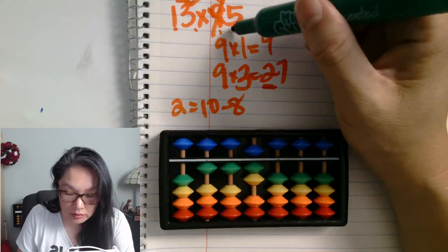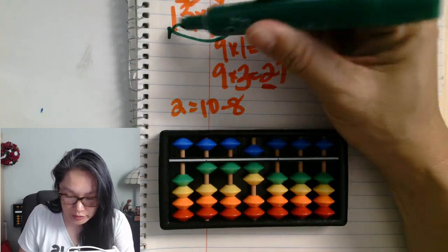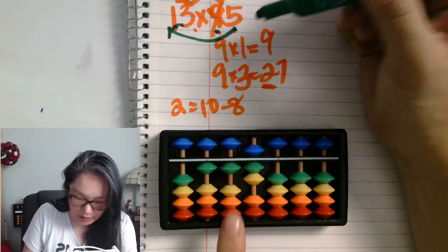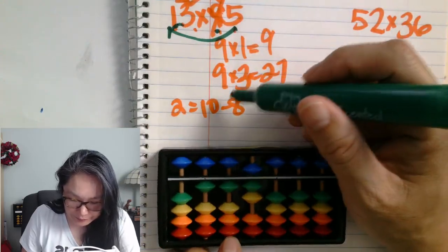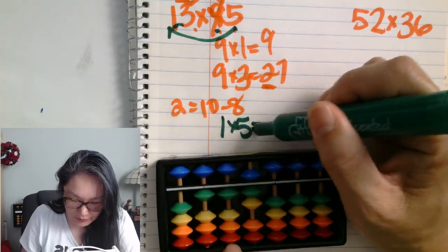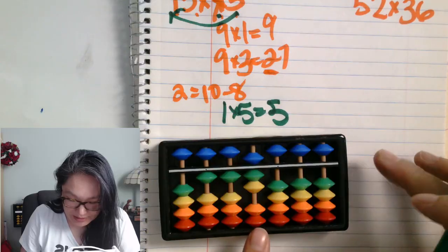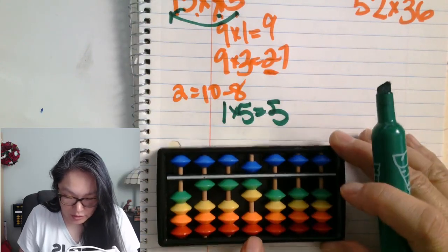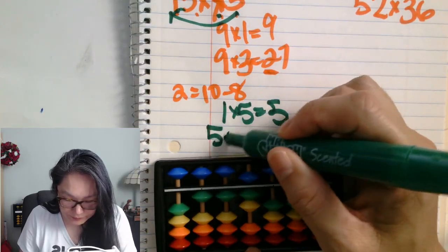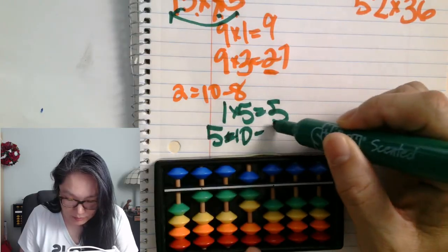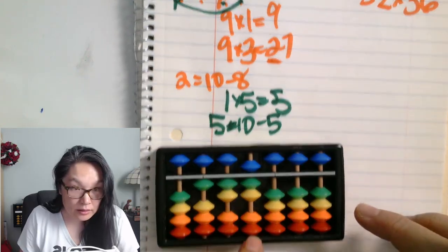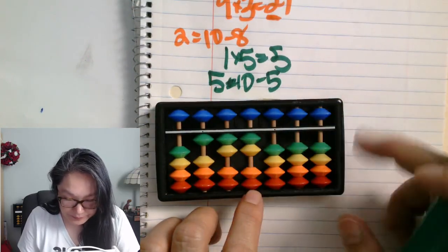Now we do, we count 1, 2, 3. 5 times 1 is 5. Add the 5. 5 is a single digit. There's not enough. So plus the 5 is equal to plus the 10 minus 5.